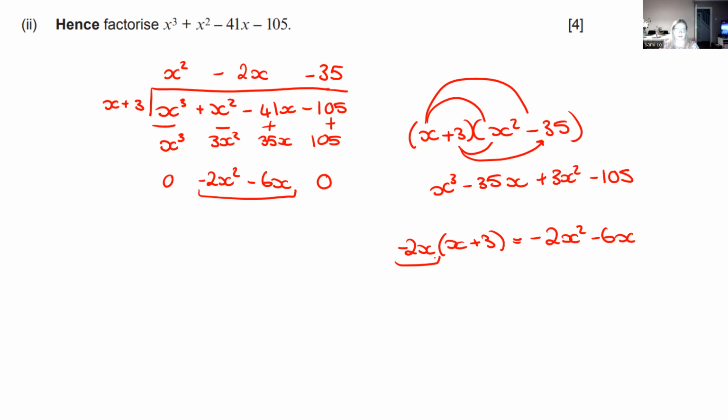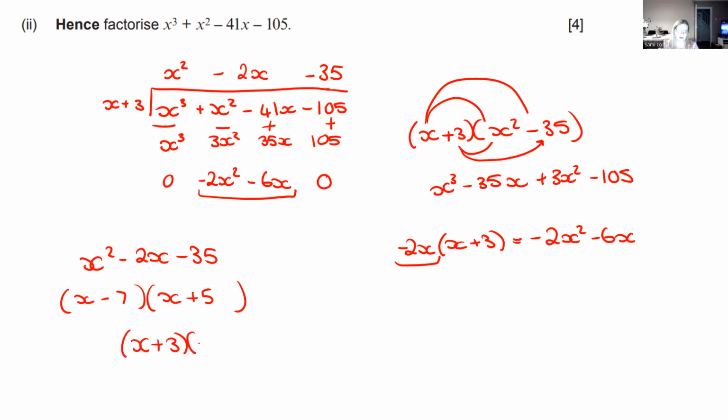Again, once these videos are all uploaded, there'll be some more work on this to show you how to do this. Now you're at this stage, we're just going to factorize. Simple factorization, 7 and 5 are factors of 35. To get minus 2, it's going to be x minus 7, x plus 5. So my final answer, because I'm just factorizing it, will be x plus 3, x minus 7, and x plus 5.